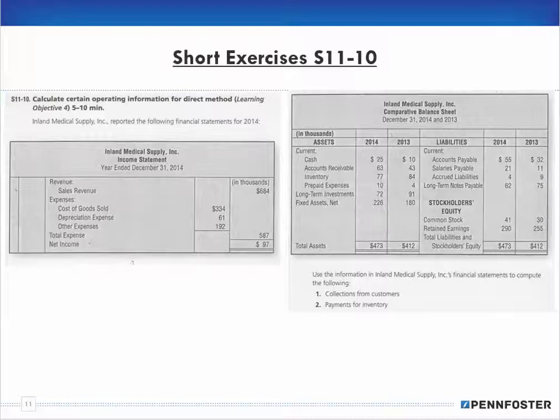All right, so let me get my pen. And this says calculate the certain operating information for direct method. Just as a quick aside and as a brief overview, if you watched the theory videos, then you saw that we had the operating activities, the investing activities, and the financing activities, and there were different activities listed for each one.